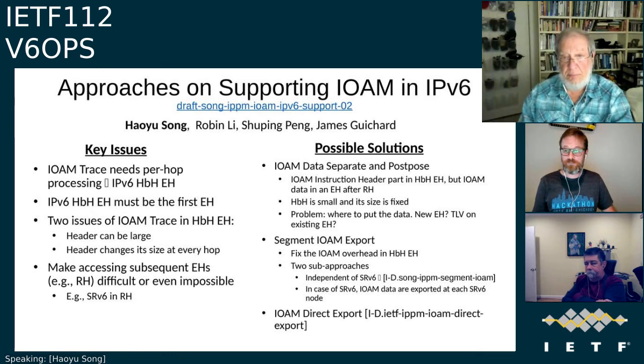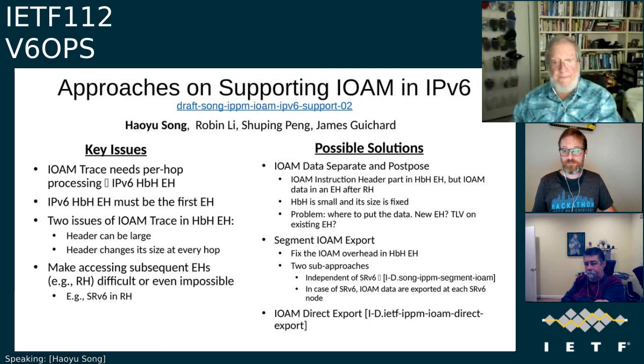There are basically two approaches. In the context of SRv6, we can enforce that we export the collected IOAM data so far at each SRv6 node, which means at that place we first clear all the data collected so far, and then keep the HBH header length short. Therefore we can easily access the SRH. But this is only applicable to SRv6.